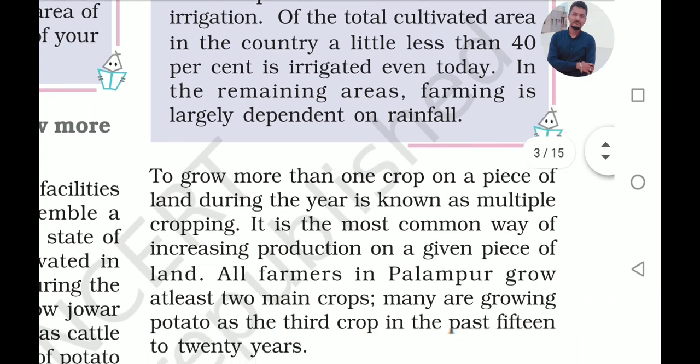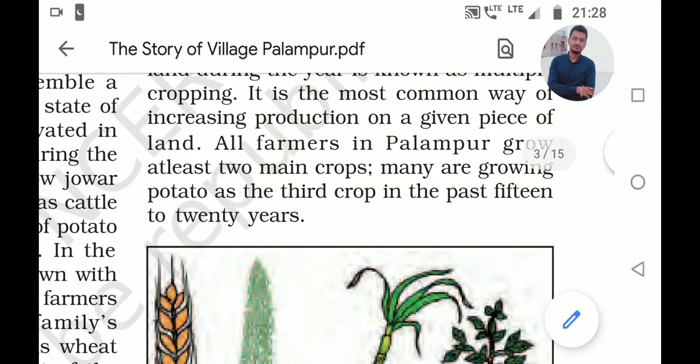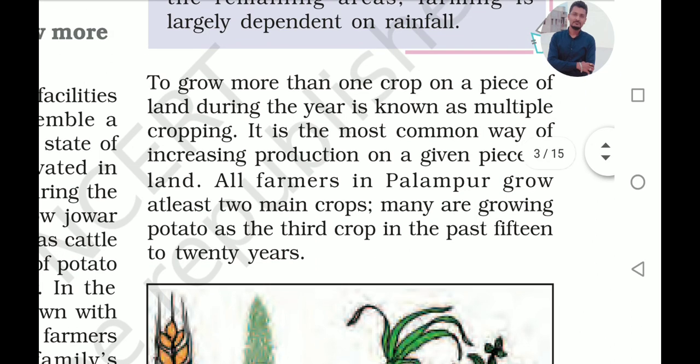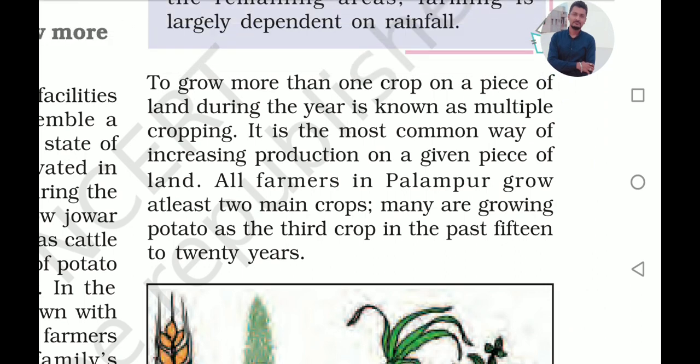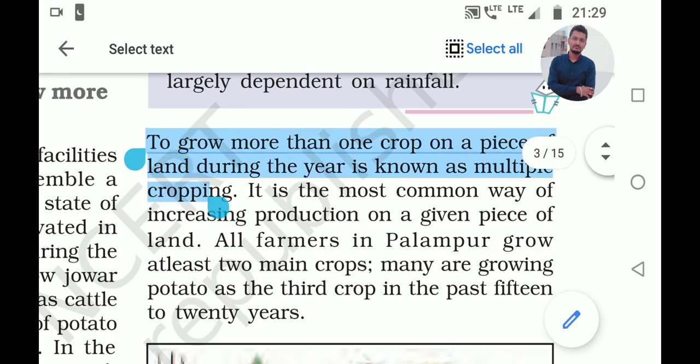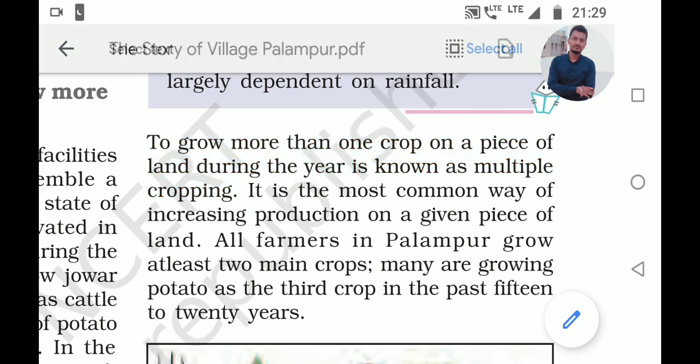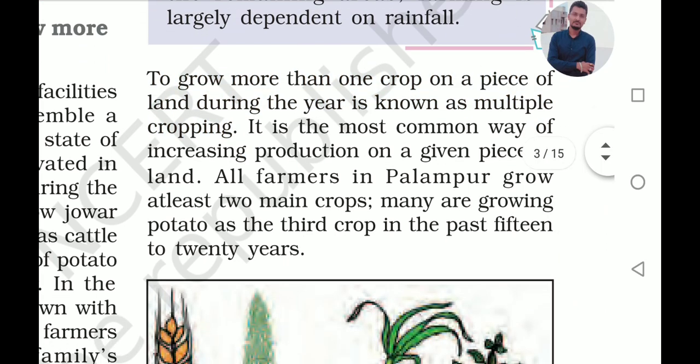So let's discuss further. To grow more than one crop, some other things are also there. On the same piece of land during the year, taking more crops is known as multiple cropping. So this is the definition, you need to point it out, you need to highlight the point. To grow more than one crop on a piece of land during the year is known as multiple cropping. As we discussed, farmers are taking more than one crop, so it's a multiple cropping system. It is the most common way of increasing production on a given piece of land.